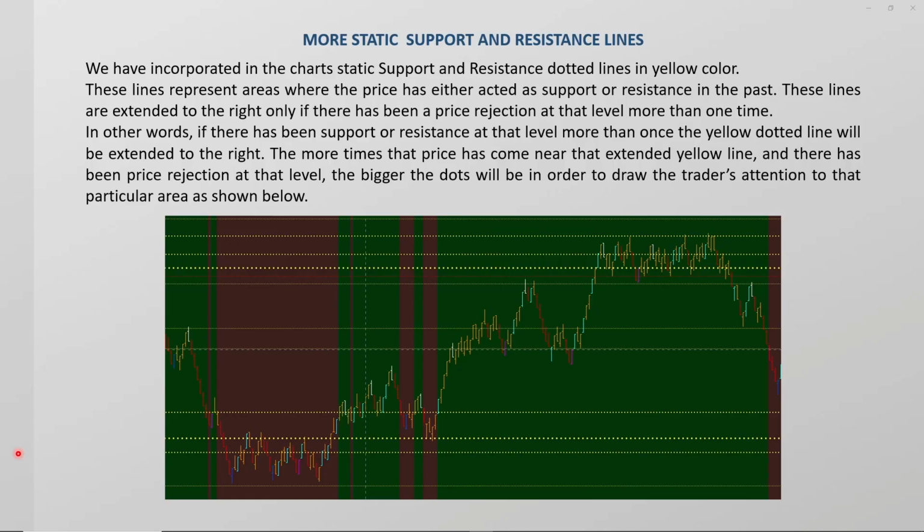More static lines. We have incorporated in the chart static support and resistance dotted lines in yellow color. These lines represent areas where the price has either acted as support or resistance in the past. These lines are extended to the right only if there has been a price rejection at that level more than one time. Here we have some yellow lines that have been extended because price has touched that level more than once.